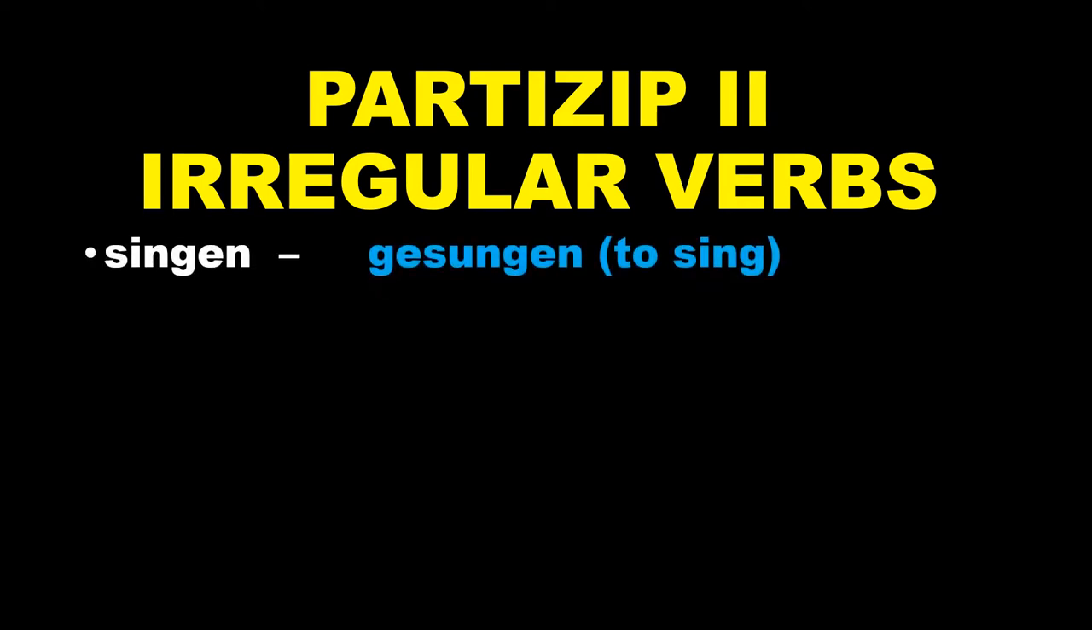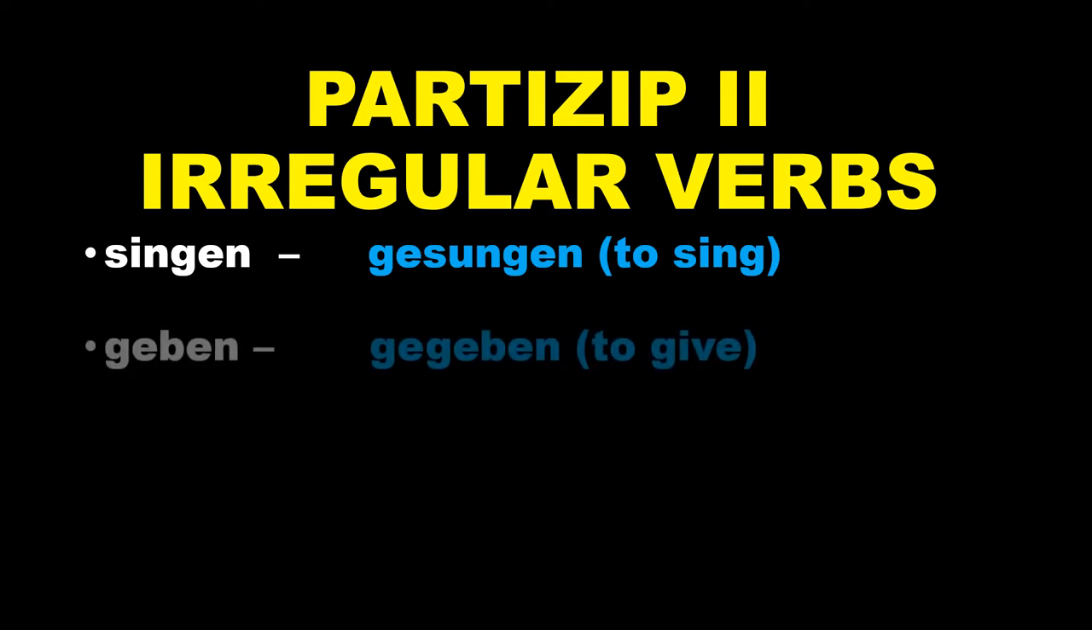Now the next category is irregular verbs. Participle I forms of the verbs which do not follow any standard rules and regulations are called irregular verbs. Let's see some examples. Singen, as the name suggests, means to sing in English. The participle I form will be gesungen, totally changed. Singen, gesungen. You just have to learn it. There is no guess, no trick, nothing. The more you read it, try it and use it, the better you will get.